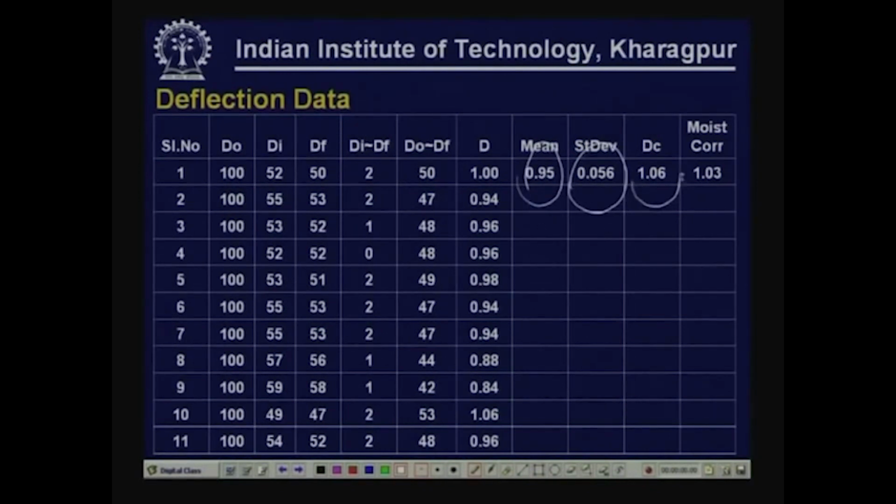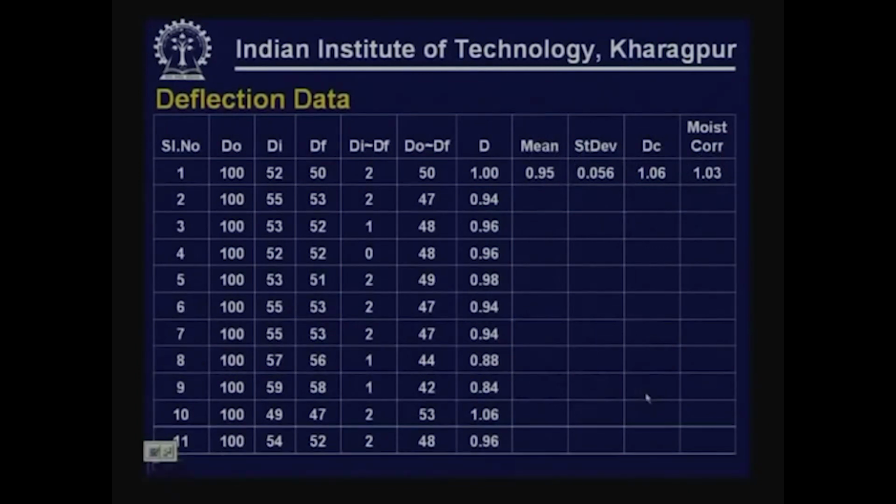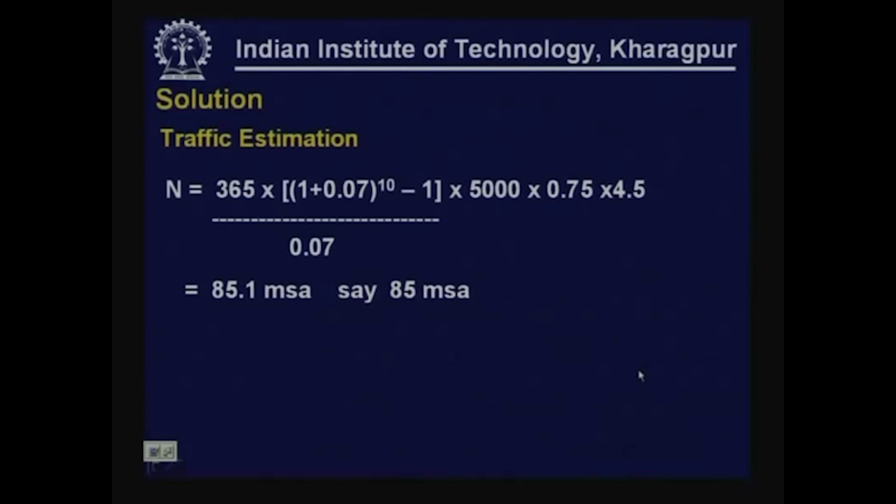From this is how we are getting characteristic deflection as mean plus 2 sigma. We are not making a correction for temperature, but we are making correction for moisture. This is the correction factor that is obtained. Traffic is estimated in this fashion. A is given as 5000, lane distribution factor of 0.75, this is a 2-lane two-way highway. Vehicle damage factor of 4.5, growth rate of 0.07. So, the traffic that the pavement has to cater to is 8.85 million standard axles.